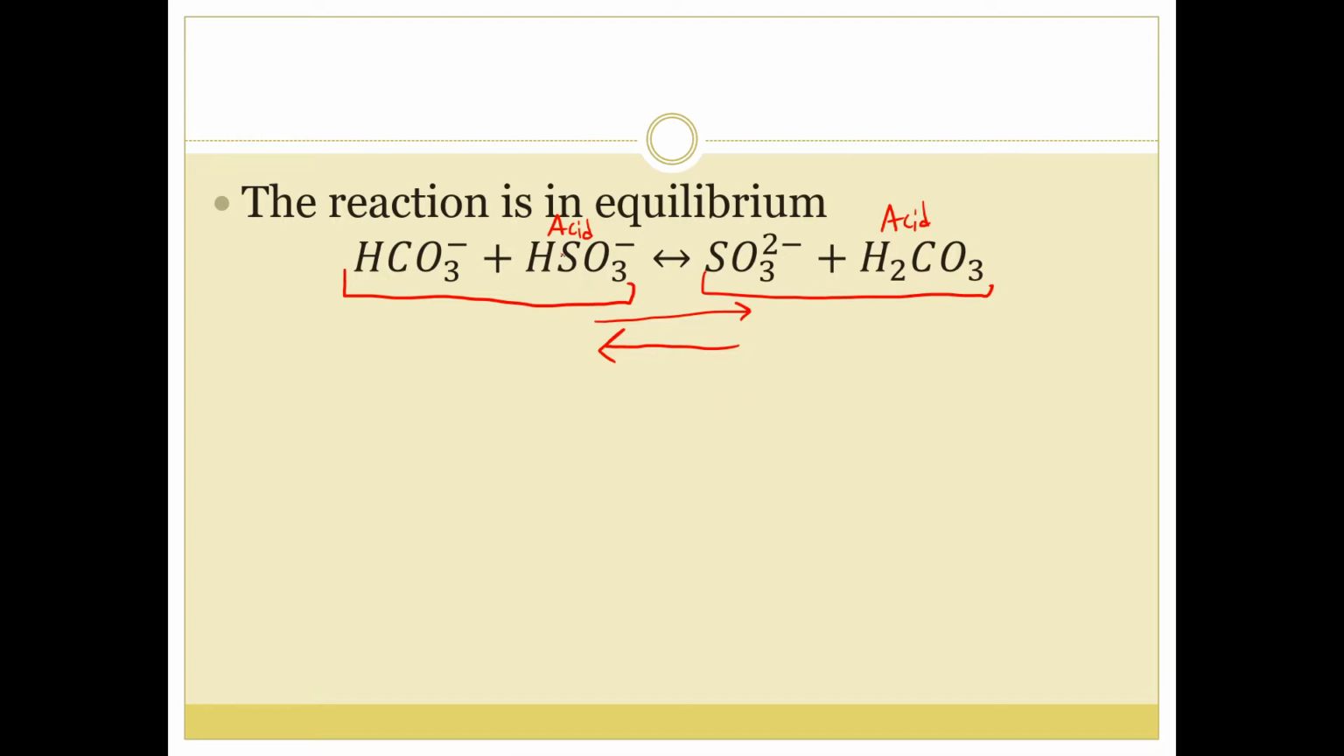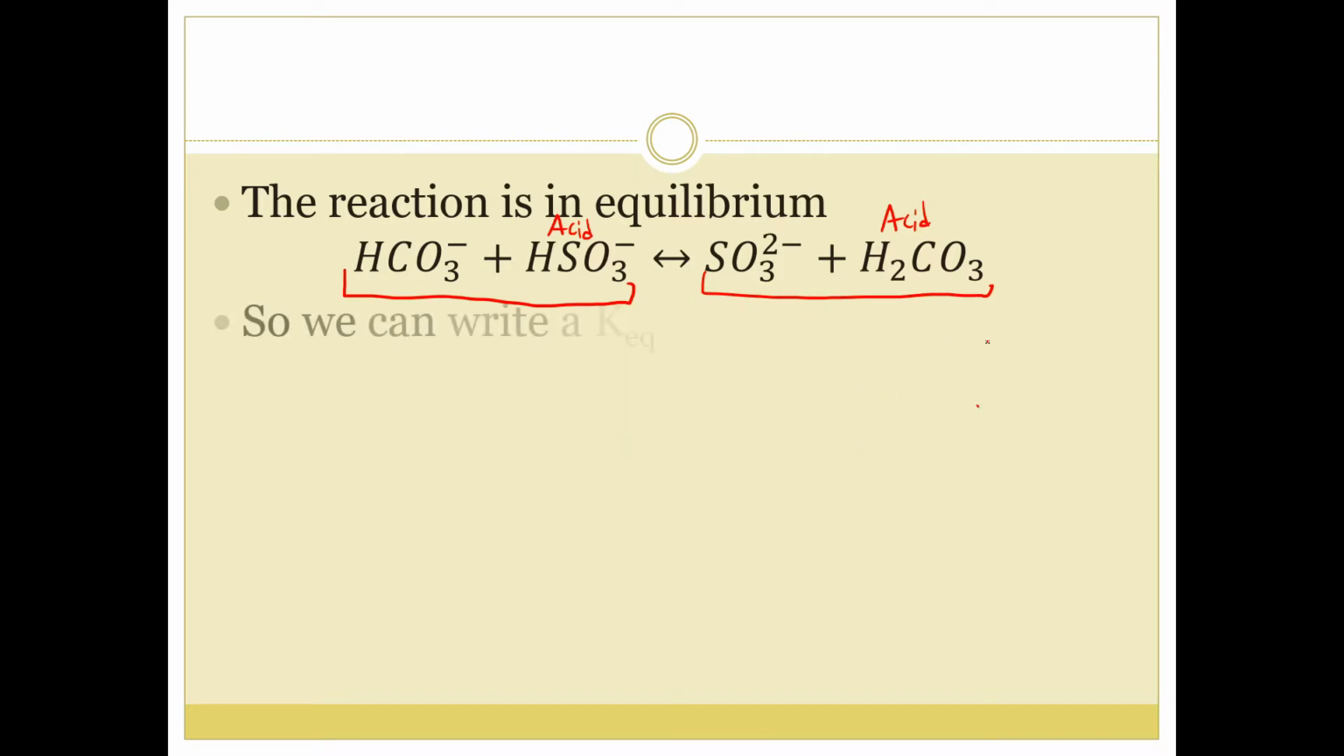So if HSO3- is the stronger acid, then it'll favor the product side, which means more product will get created. If H2CO3 is the stronger acid, that means the reactant side will be favored, and they'll tend to stay in this form over here. Okay, so that's what we're going to try and determine.